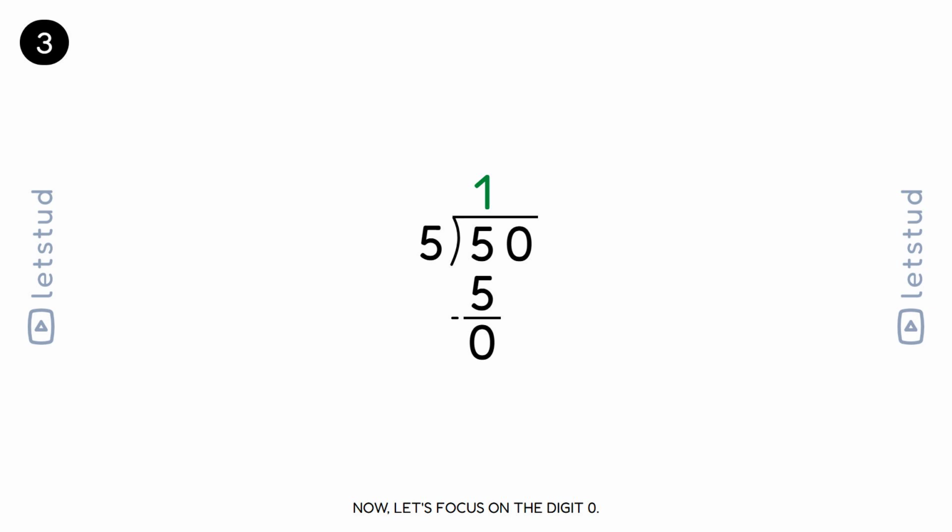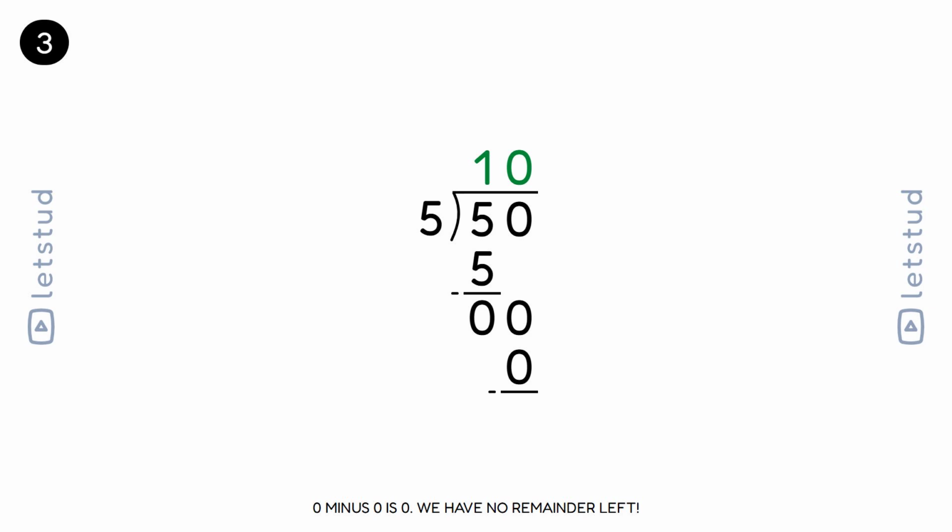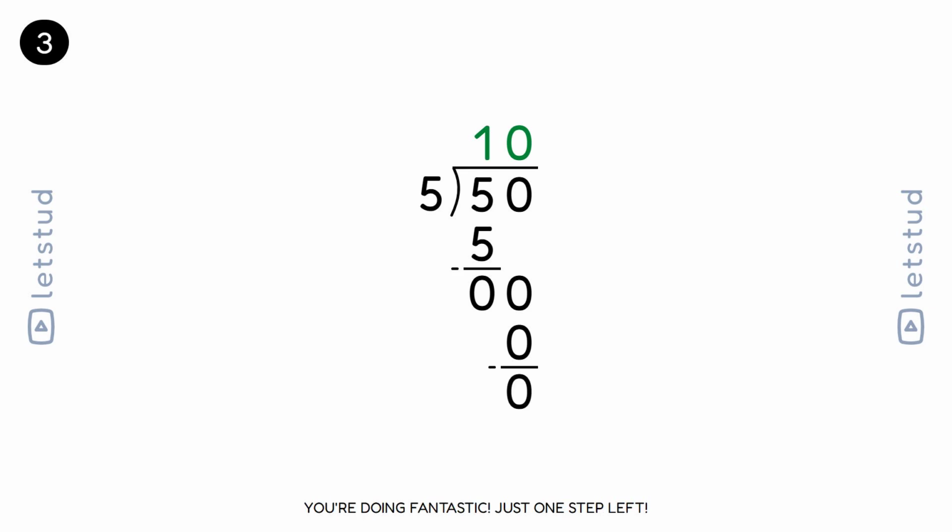Now, let's focus on the digit 0. How many times does 5 go into 0? No more digits to bring down. 5 goes into 0, 0 times. That's 0 times 5, which is 0. 0 minus 0 is 0. We have no remainder left. You're doing fantastic, just one step left.